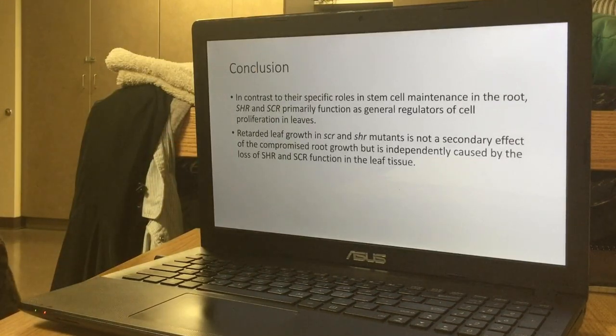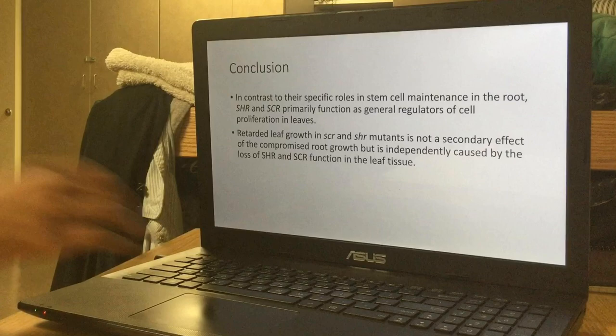And then in conclusion, in contrast to their specific roles in stem cell maintenance in the root, the scarecrow gene and short root gene have a primary function as general regulators of cell proliferation in the leaves, and retarded leaf growth in scarecrow and short root mutants is not a secondary effect of the compromised root growth. It is independent, and it's caused by the loss of the short root and the scarecrow function in the tissue.